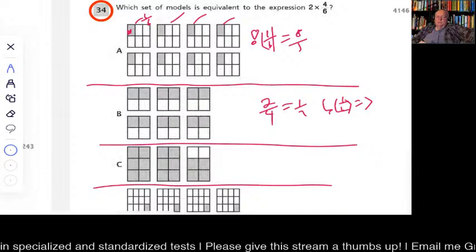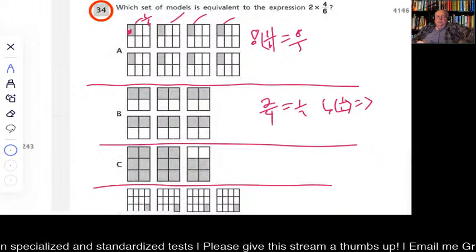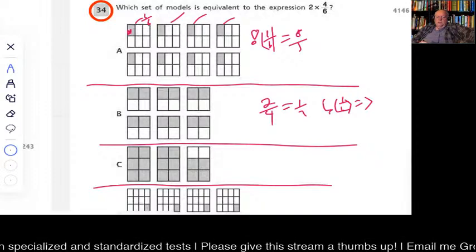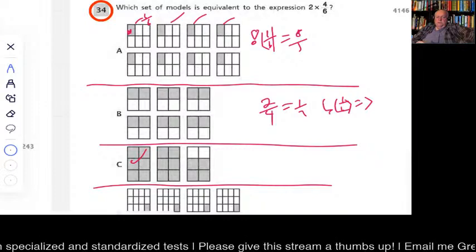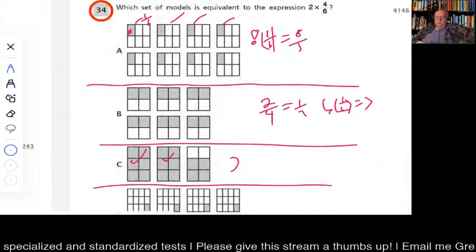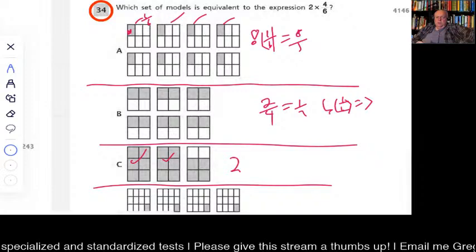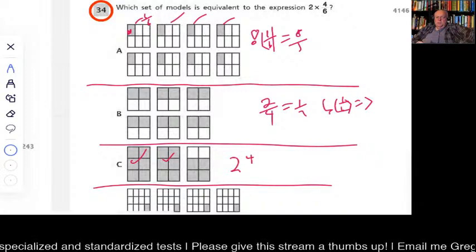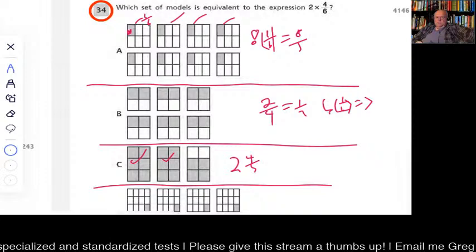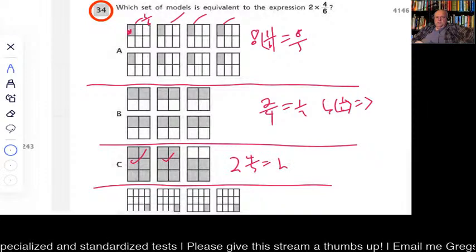And this is really confusing. But if we look at this, this is a whole number, this is a whole number. So this is 2, right? 1, 2, 3, 4, and 4/6, which is equal to 2. 4/6 reduces to 2/3.